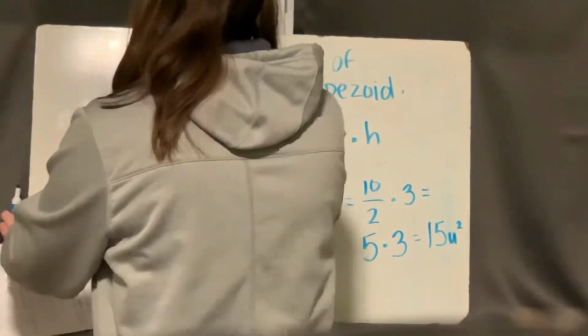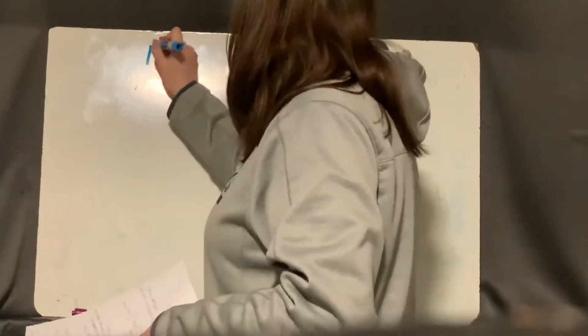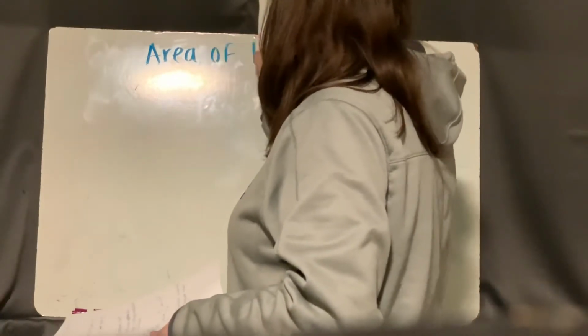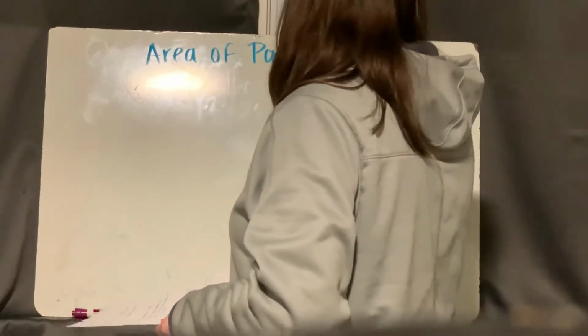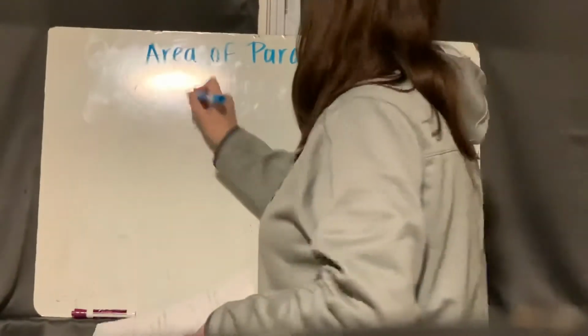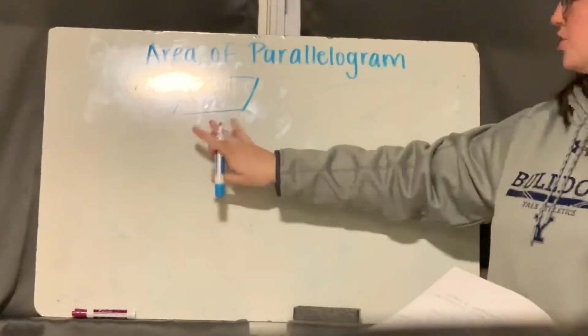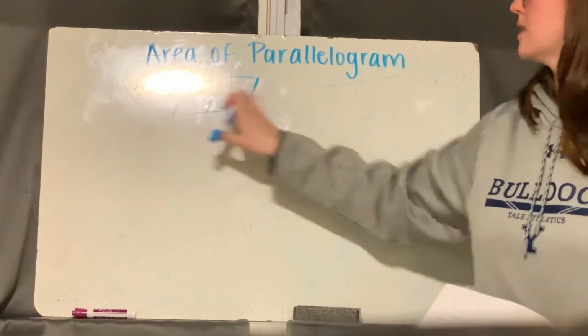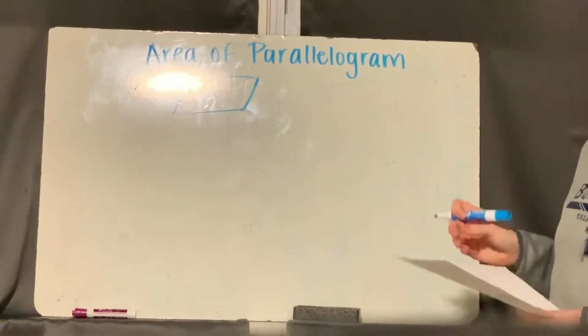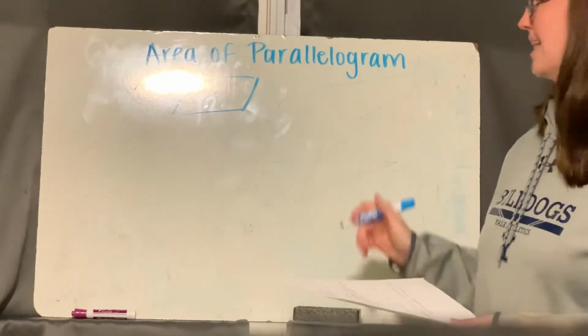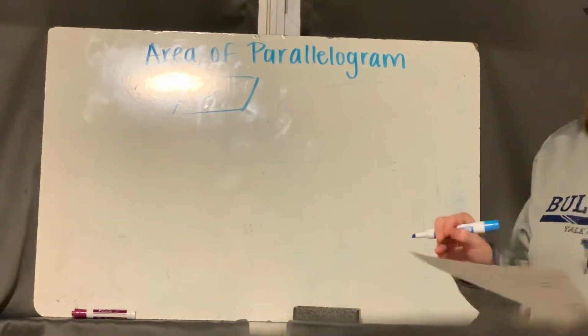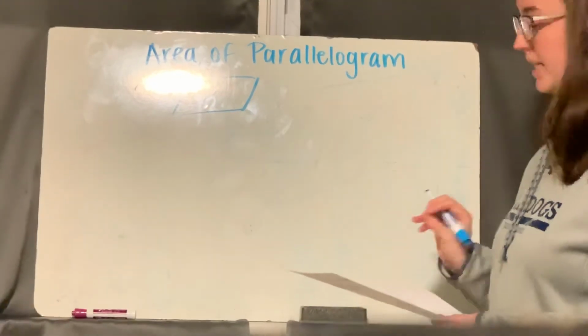Last one we're going to talk about is area of a parallelogram. Parallelograms have 2 pairs of parallel sides. And they usually look something like this. I didn't draw it very well, but there's one pair of parallel sides and the other pair. Remember, parallel sides do not touch each other. They never cross, ever. So they're across from each other, but they never touch, they never cross.